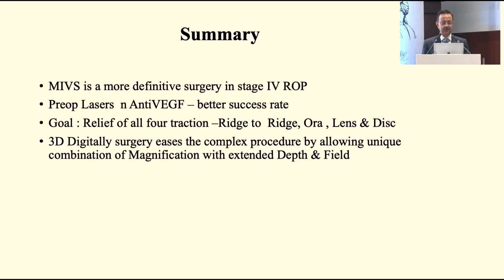Okay. So to summarize, minimally invasive surgery, that is lens sparing vitrectomy, is a definite way of tackling stage 4 ROP. Pre-op lasers and anti-VEGFs improve the success rate. Remember, total vitrectomy or PVD is not the goal of the surgery. Relief of only 4 tractions, that is ridge to ridge, ora, lens, and disc, is important. And 3D digital surgery eases this complex procedure by a unique combination where you see a very magnified view, a big field of view, and it allows you great depth.